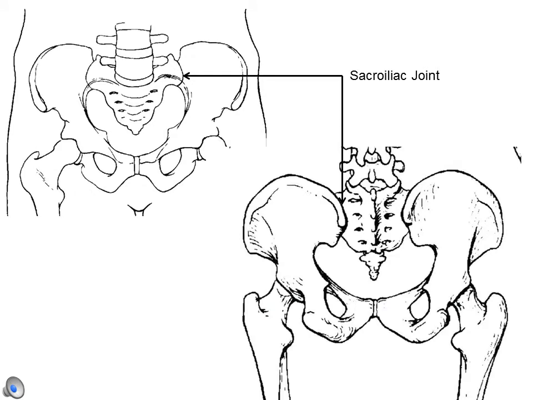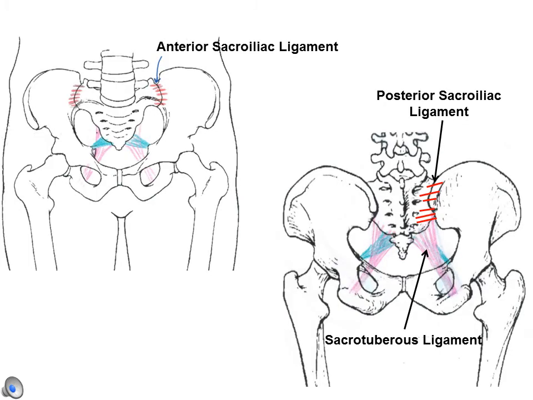Take this opportunity to pause the lecture to draw in the anterior and posterior sacroiliac ligaments. The anterior sacroiliac ligaments will be located on the anterior side of the SI joint and run in a horizontal fashion, whereas the posterior SI joint ligaments will be on the posterior aspect and run in a horizontal direction over the SI joint. In this slide, the anterior and posterior sacroiliac ligaments are drawn in red.